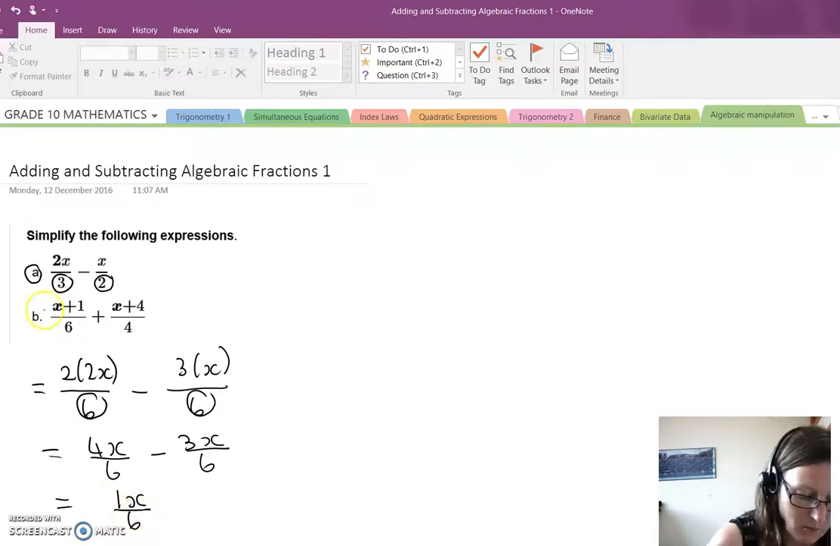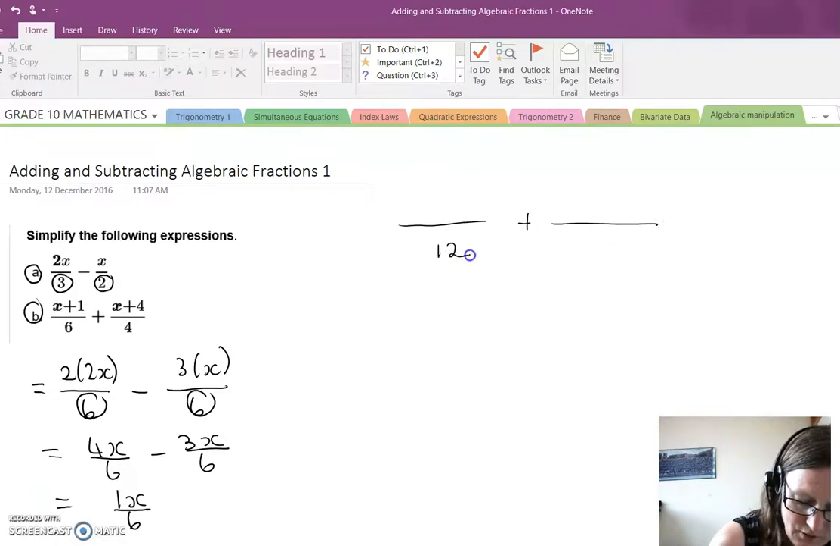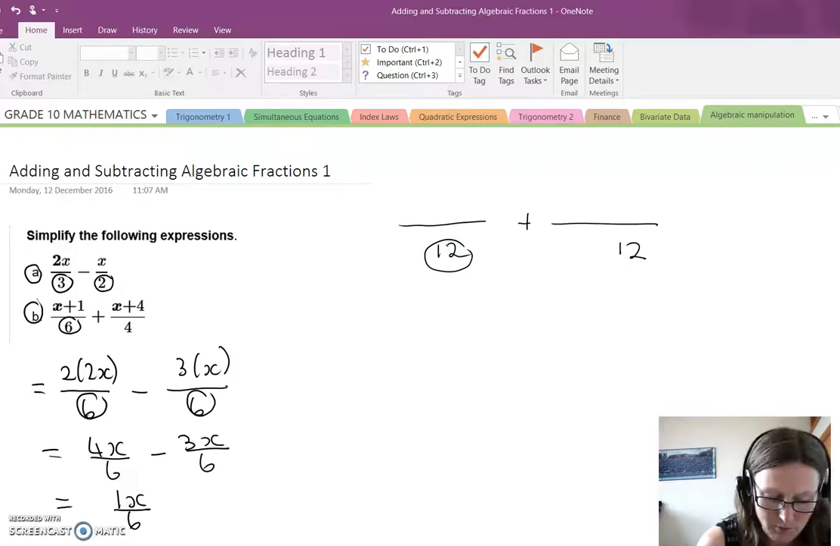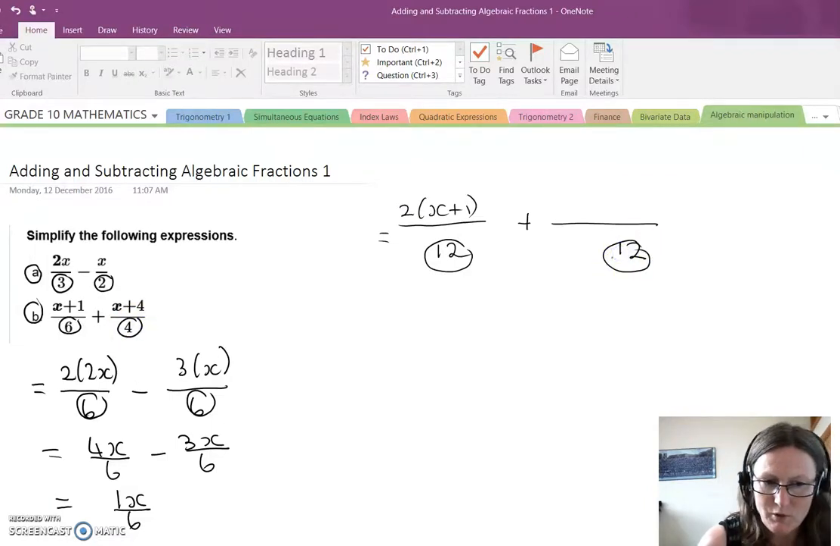Okay, let's look at example B. We need to think of the lowest common denominator. So what number do both 6 and 4 go into? The answer is 12. How do we get from 6 to 12? We times 6 by 2, so we've timesed the bottom by 2. So we times everything on the top by 2, hence putting it in brackets because we're timesing everything on the top by 2. How do we get from 4 to 12? We've timesed the bottom by 3, so we must times everything in the top by 3.